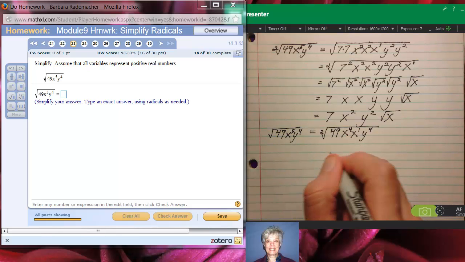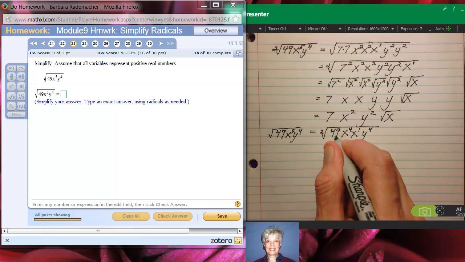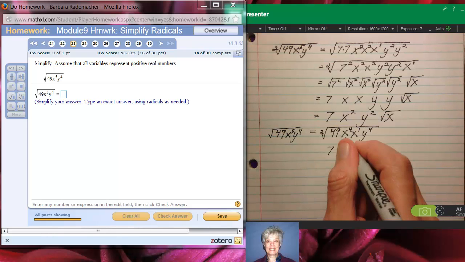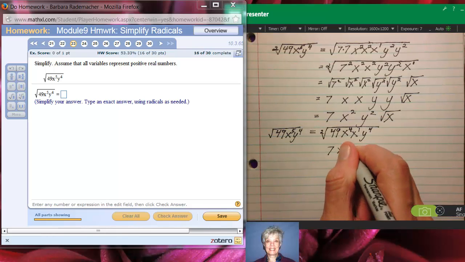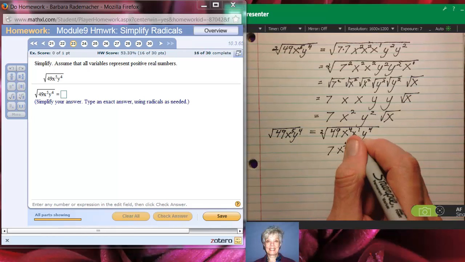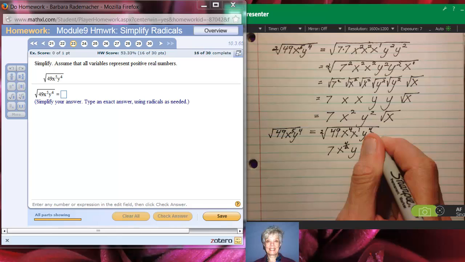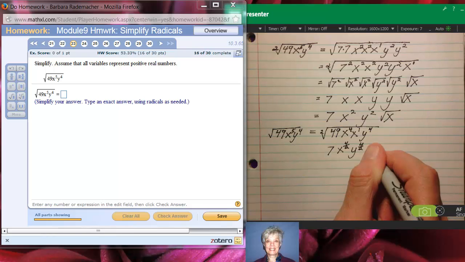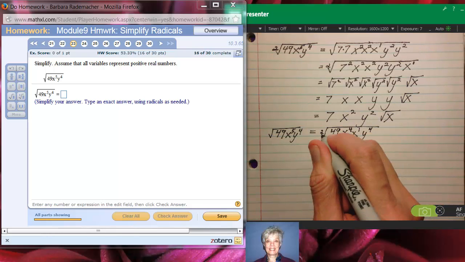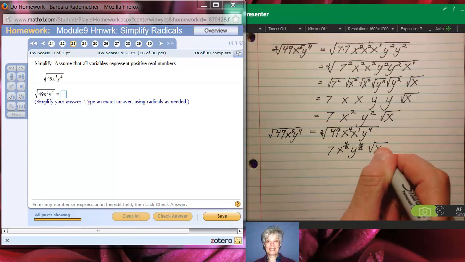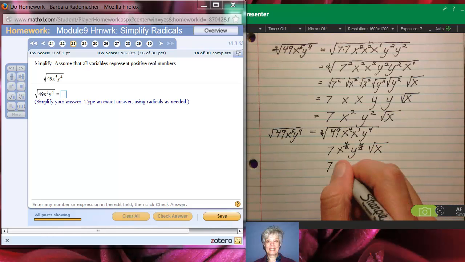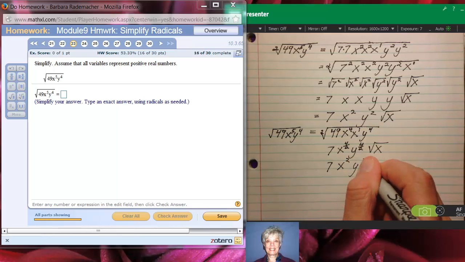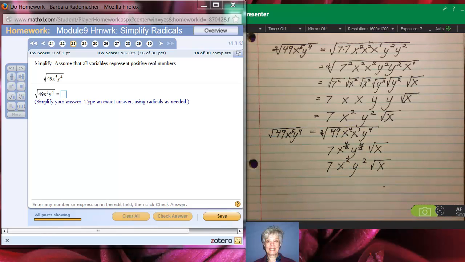So this is going to be the square root of 49, which is 7. The square root of x to the 4th is going to be x to the 4 over 2. I'm going to put that x at the end. The square root of y to the 4 is going to be y to the 4 over 2. And then there's the x. And since 1 is smaller than 2, I'm going to leave x underneath. So our answer will be 7x squared y squared times the square root of x. Okay, you could try that one too.